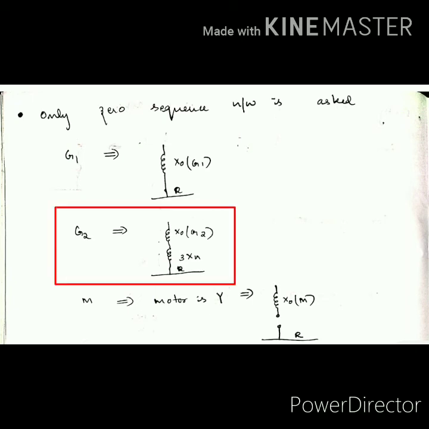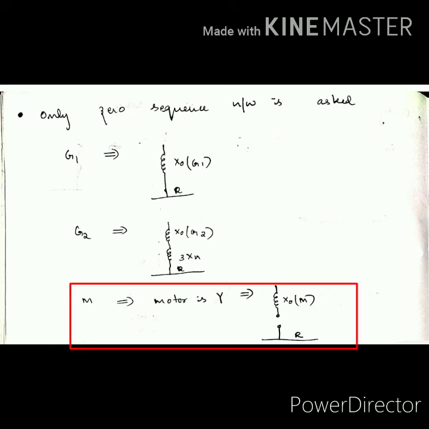For G2, you have star whose neutral is connected through a reactance. So you have X naught of G2 along with a reactance 3Xn. Next you have motor, which is just a star. So you have X naught of motor with the open circuit. R is nothing but the reference I have marked.